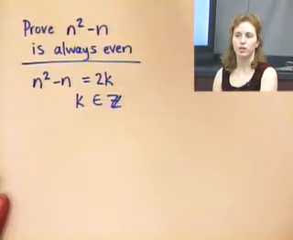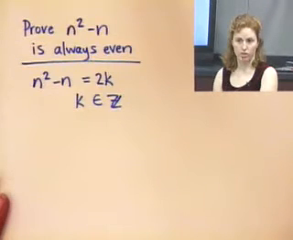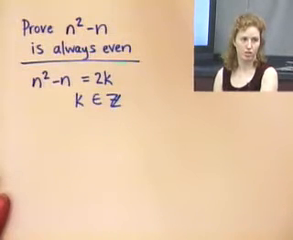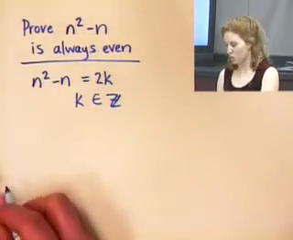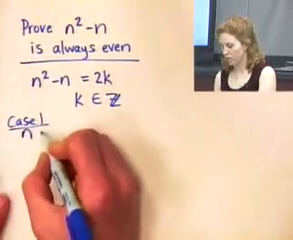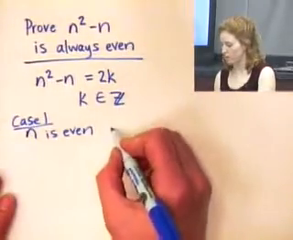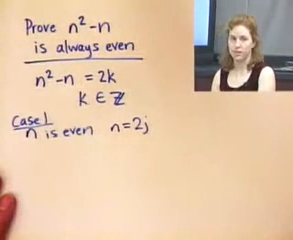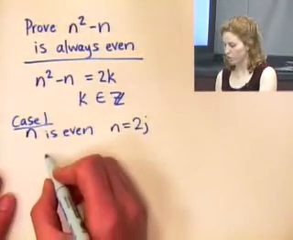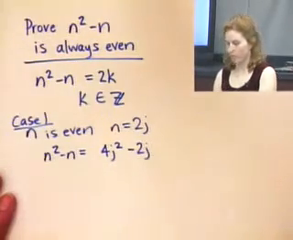So one way I could do that is by considering whether n was even or not to begin with. Does that sound reasonable? I could think if it was even, then obviously n squared minus n would be even, right? Because that's a subtraction of 2 even integers. So let's consider case 1. Case 1, n is even. And we know there's only 2 cases. It's either even or odd. So if n is even, let's say that's equal to 2j, because that's the definition of even, is that it's a product of 2 and another integer. So if n is equal to 2j, then n squared minus n is equal to 4j squared minus 2j.